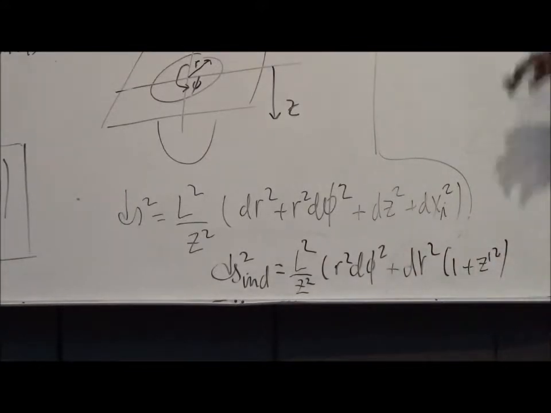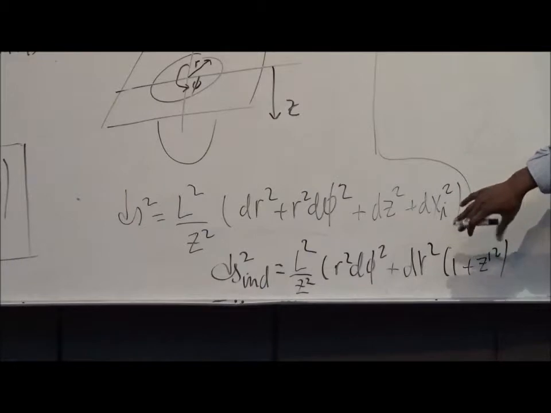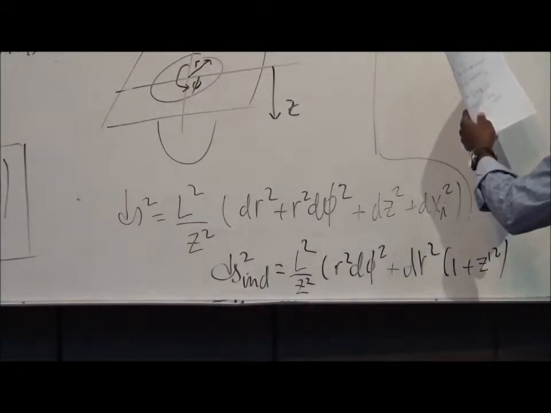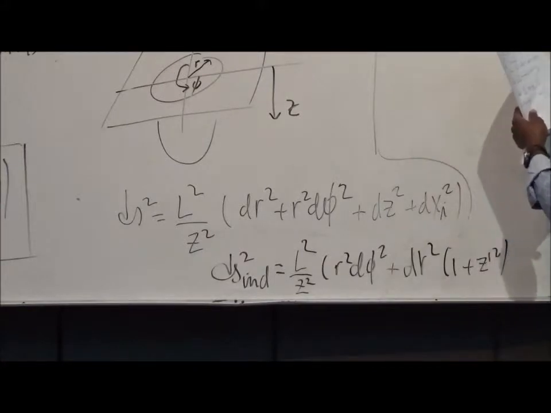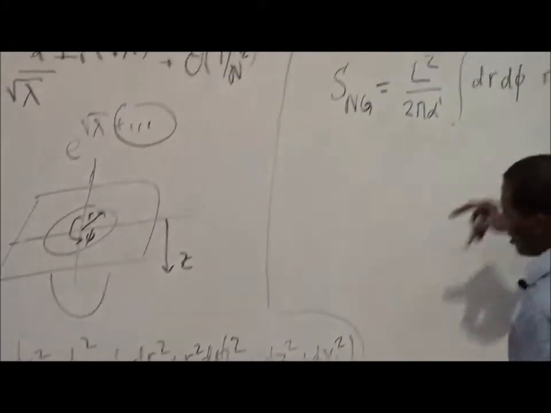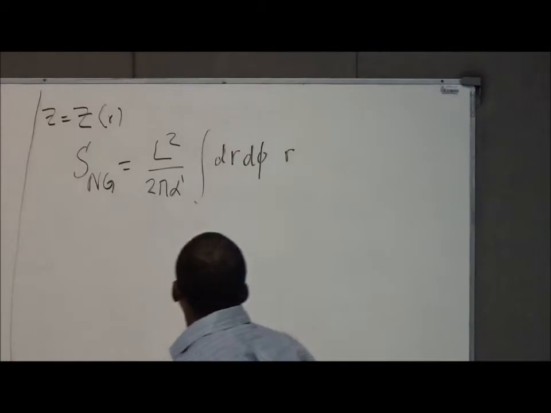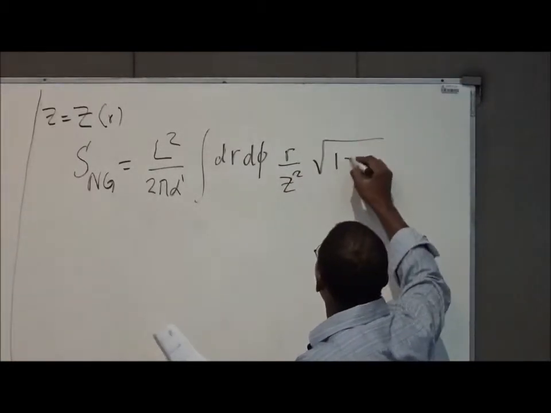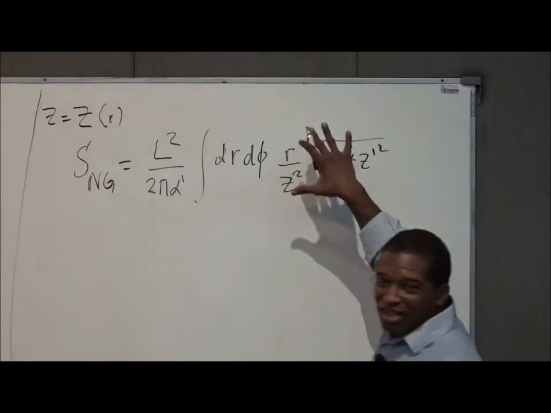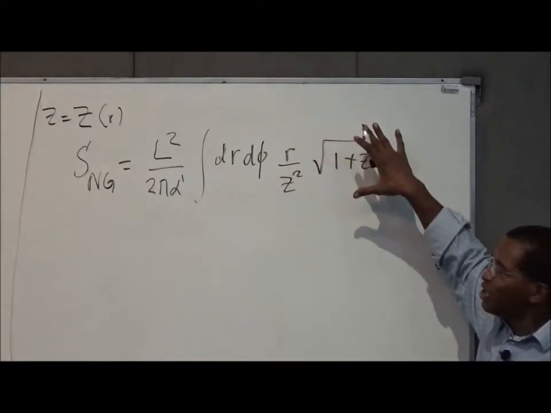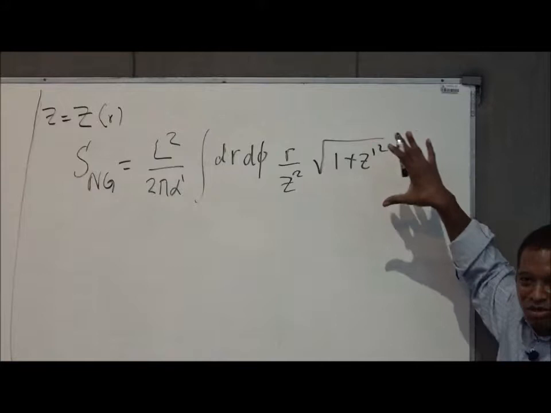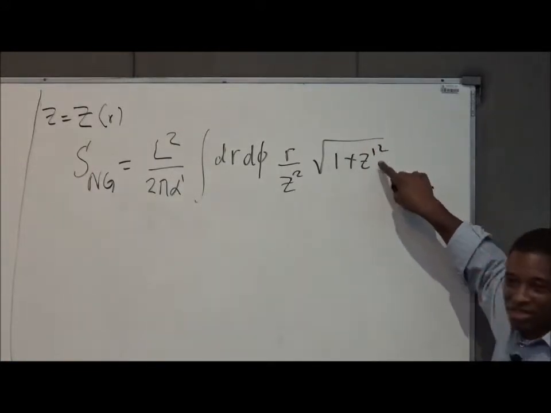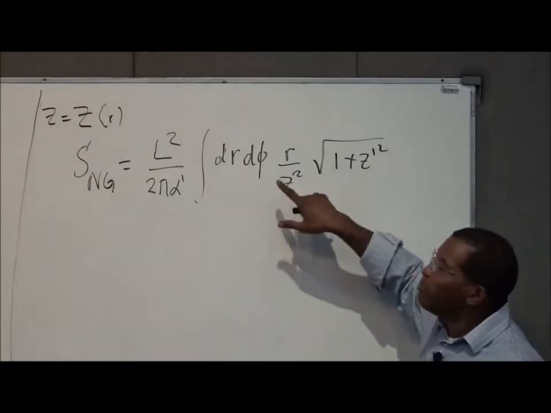And now the Nambu-Goto is the determinant of this thing. And so it's going to be integral dr, d phi. These are my worldsheet coordinates. R, right? Because I have this R over Z squared, the square root of 1 plus Z prime squared. And at this point, this is seriously, at this point I can give this to a high school student because this is a classical mechanics problem. A problem of minimizing Z, and it's a little bit more complicated, okay?